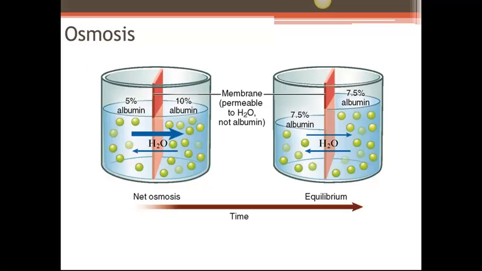So here is an example of osmosis. Albumin cannot pass the barrier, but the H2O can. As you can see at the start, there's a higher concentration of albumin over here versus on the left. And then as time passes, the water moves itself to make the diffusion even, causing it to be equal.